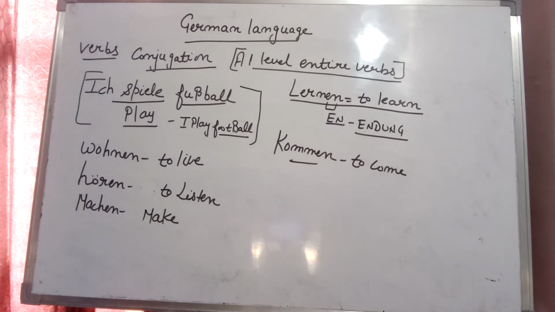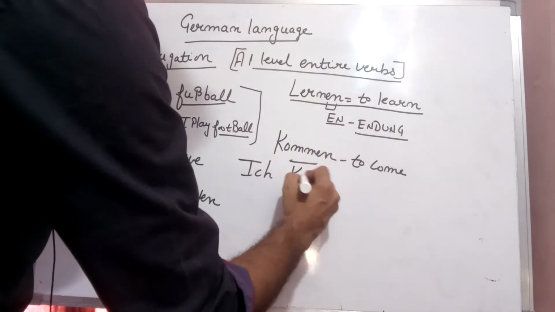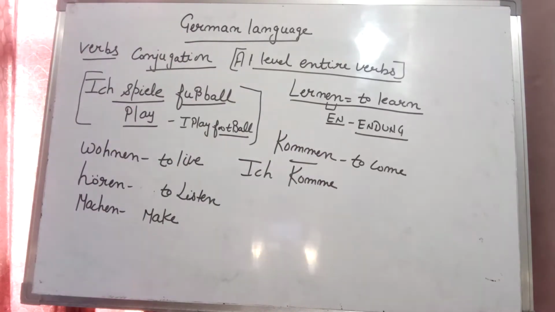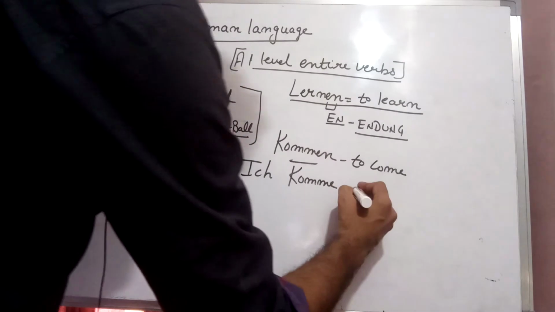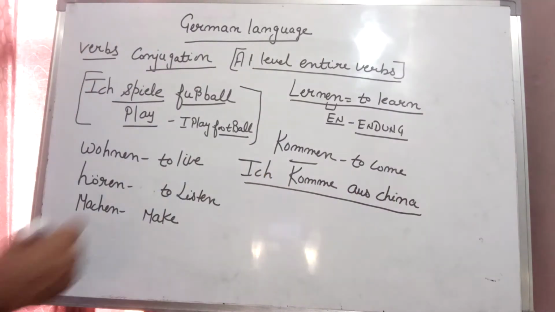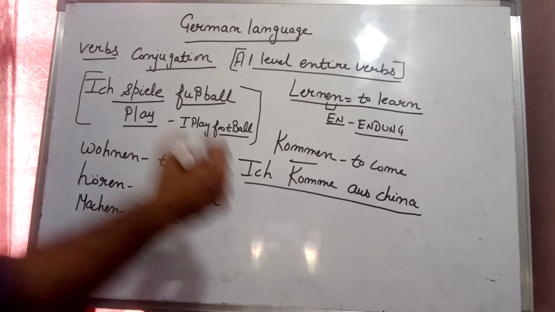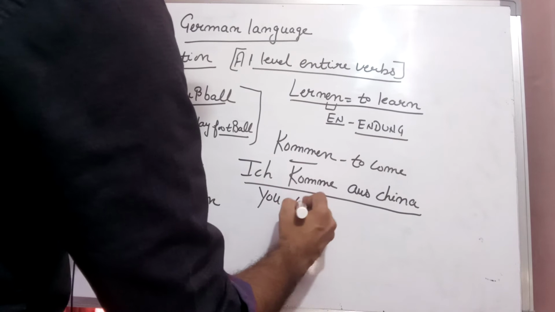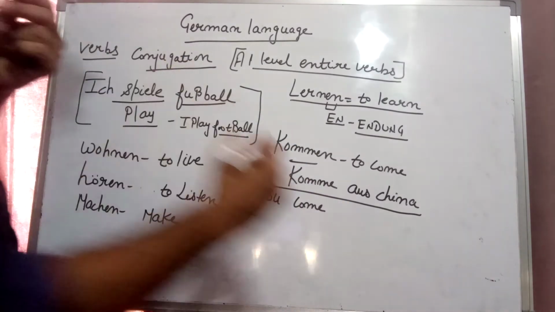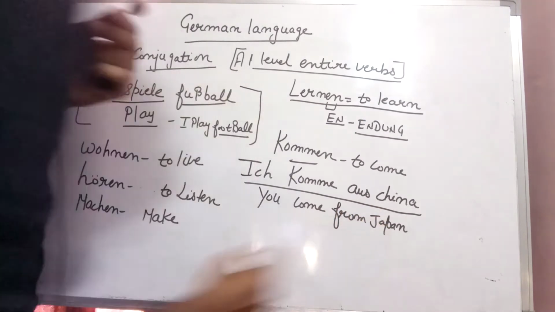Machen is to make. The next, for example, if I say I come from China: ich komme. I come, kommen. So, ich komme. I come from China. Ich komme aus China. If I say you come from Japan, for example, I'm asking you, you come from Japan.